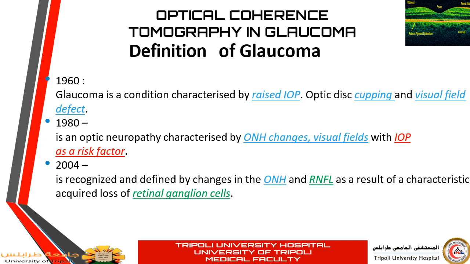After that, with the emergence of OCT in 2004, it was redefined as changes in the optic nerve head and the retinal nerve fiber layer. As a result, a characteristic damage to the ganglion cells takes place, leading to visual field changes. So from these different definitions, you can understand that there is no fixed definition for glaucoma, and it changes over time with the emergence of new categories of glaucoma, like normotension glaucoma, pre-perimetric glaucoma, and glaucoma suspect. So we will go through these definitions one by one.